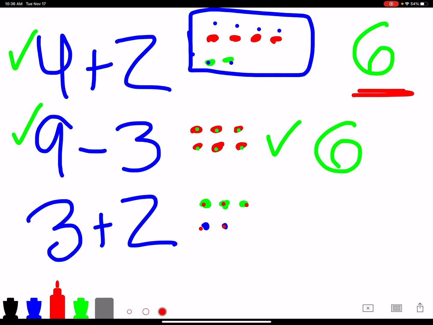Let's see. So we have the sum, the answer of 5, but that is not 6. So this equation will not work in this example. So the 4 plus 2 and the 9 minus 3 are equations that are true, that show the sum or difference of 6, while 3 plus 2 is not, because it has the sum of 5, and that's not the number we're looking for. So 3 plus 2 would be false.